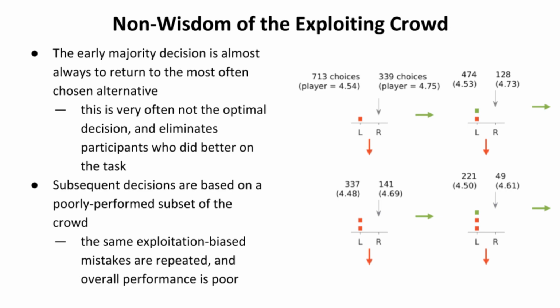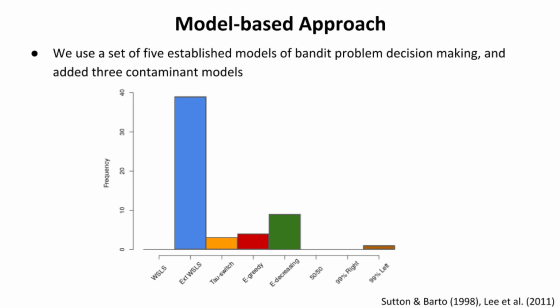that leads to extremely poor crowd behavior in this particular type of problem. Because it seemed like the model-based approach had a lot to offer for bandit problems, we were more expansive in the set of models we considered. We considered 5 different theoretical models: win-stay, lose-shift; an extended version that allowed for win-stay probabilities being different from lose-shift probabilities; a tau switch model that explicitly moves from an exploration state to an exploitation state; and two famous reinforcement learning models, epsilon greedy and epsilon decreasing.